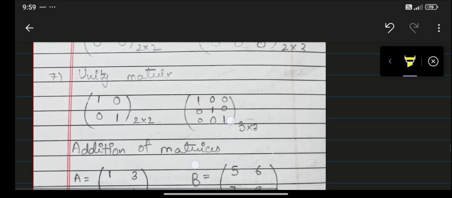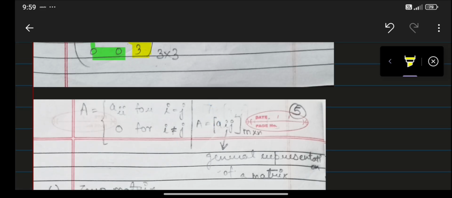So this is a general representation of the matrix A, and its elements are Aij, where i and j represent the position of the element in the matrix. I is the ith column and j is the jth row.